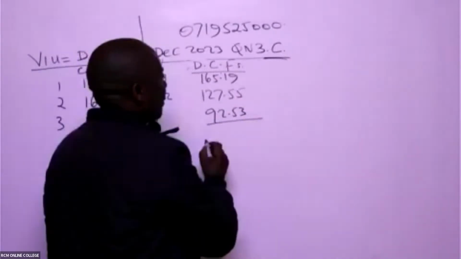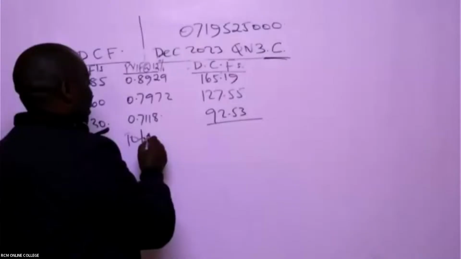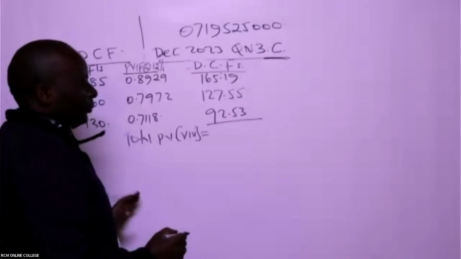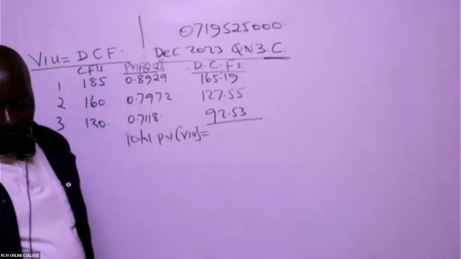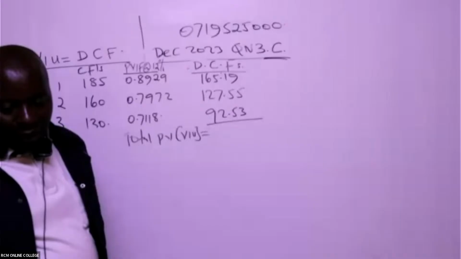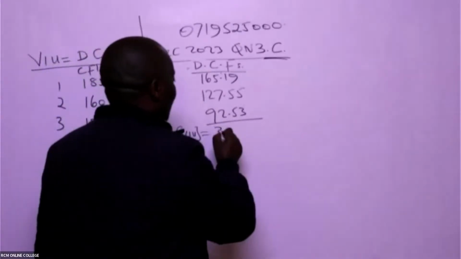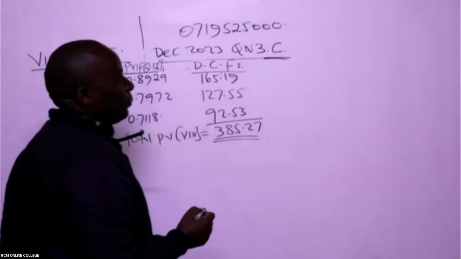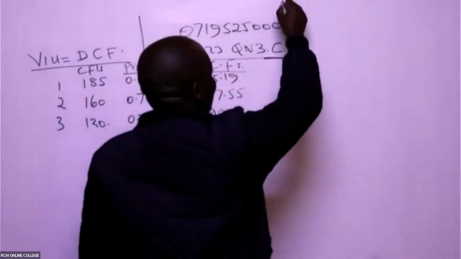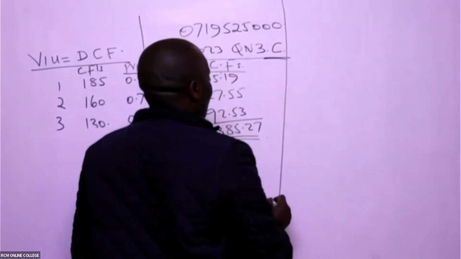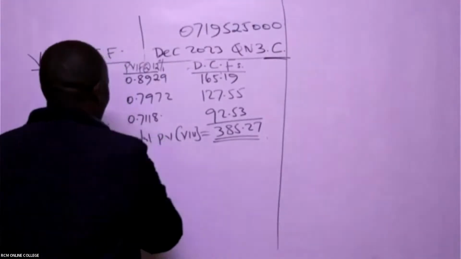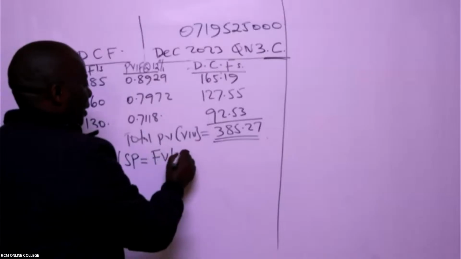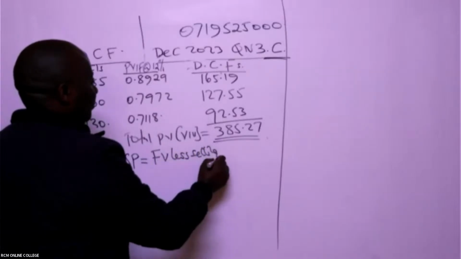So please come and give me the total present value, which will be my value in use. $385.27 as the value in use. Then, gentlemen, move forward here and calculate for us the net selling price, which is the same as fair value less selling costs.